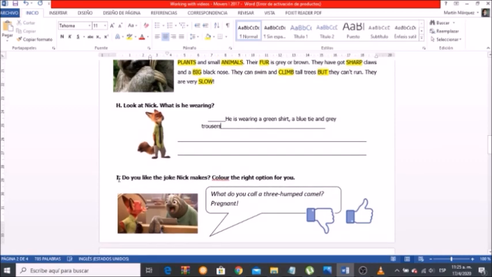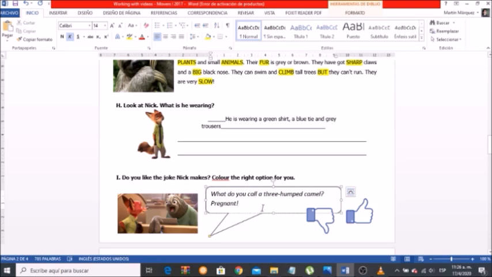It says, do you like the joke Nick makes? Color the right option for you. ¿Se acuerdan en el videito que cuando entraban a las oficinas, Nick le hacía un chiste a Flash? El chiste era, what do you call a three-humped camel? Camel, what is the meaning? Camello. And hump, what is the meaning of hump? ¿Qué tienen los camellos? Very good. Los camellos tienen jorobas. Y usualmente tienen dos jorobas. Entonces le pregunta, ¿cómo llamarías a un camello que tiene tres jorobas? Y él le dice, pregnant. Pregnant means embarazada.